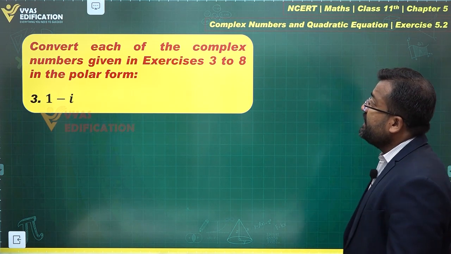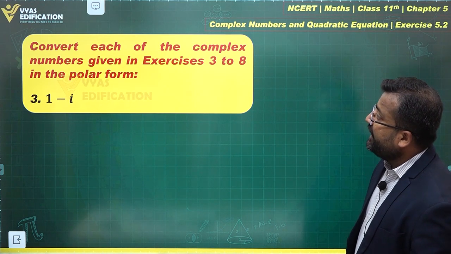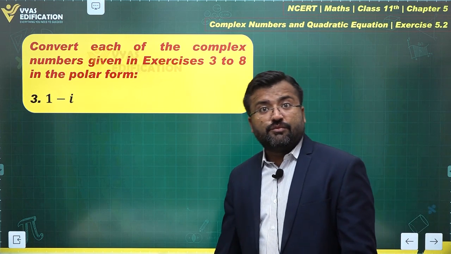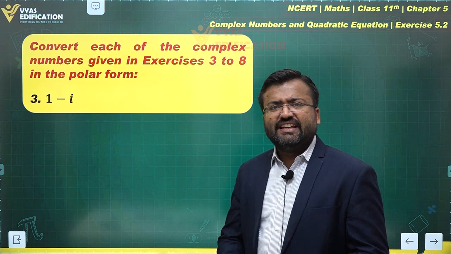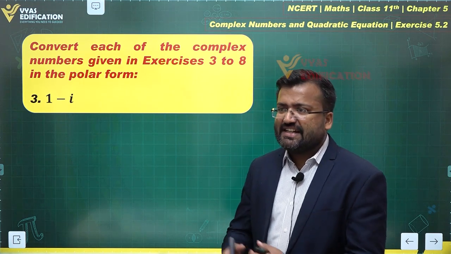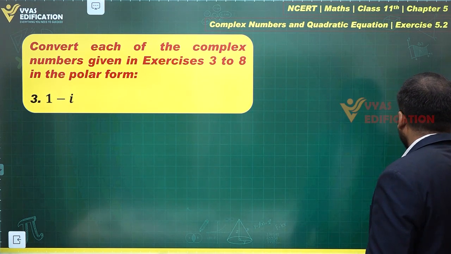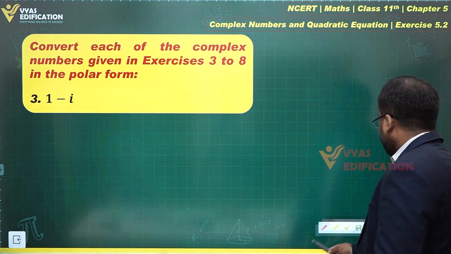Convert each of the complex numbers given in exercises 3 to 8 in the polar form. Now we are supposed to convert this in the polar form. A polar form is similar to finding the modulus and argument. How do we convert in the polar form?